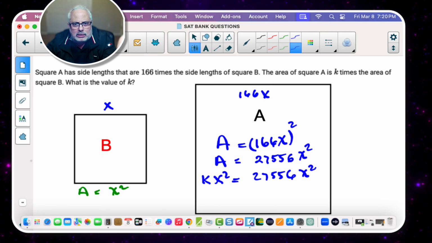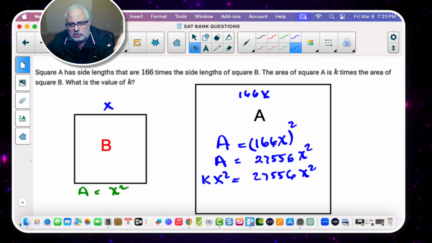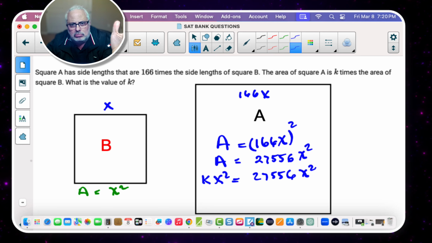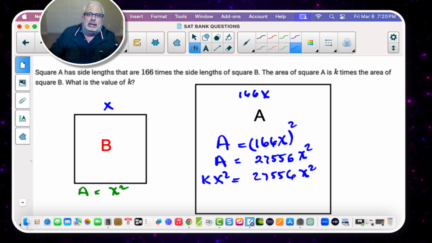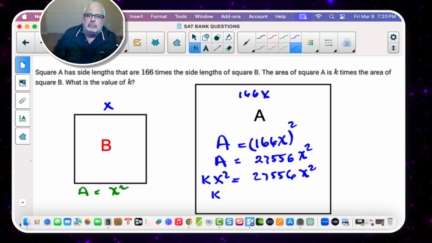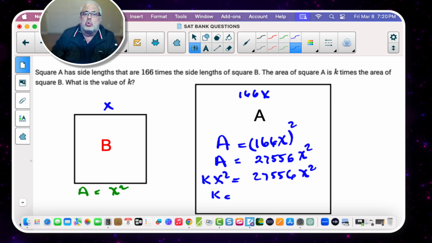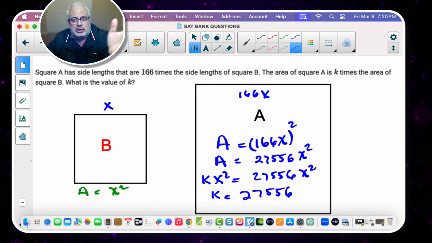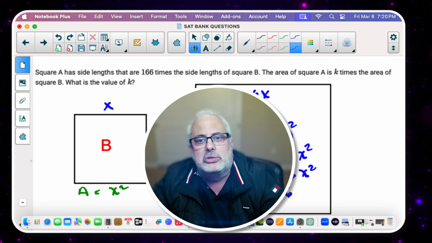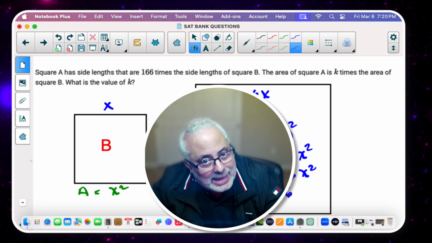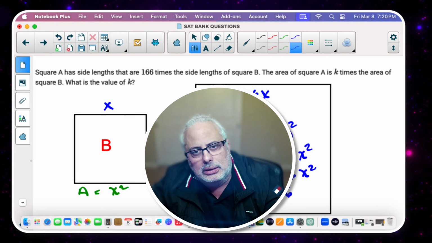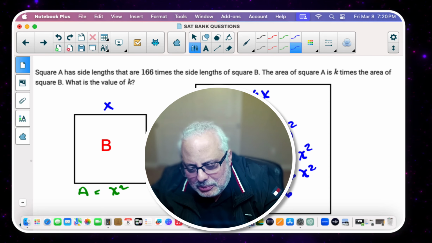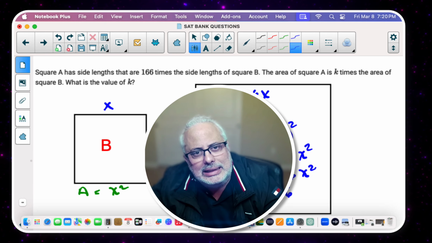We can solve for k by canceling x squared, by dividing by x squared. And when you divide by x squared, it's just the answer. K will be equals 27,556 because I cancel the x's if I divide by x on both sides of the equation. This is geometry, domain, SAT 2024, Power for Skills, Algebra and Geometry, and using a very simple shape, square.